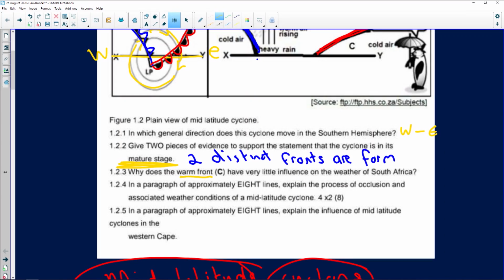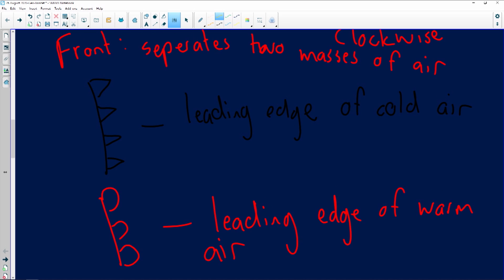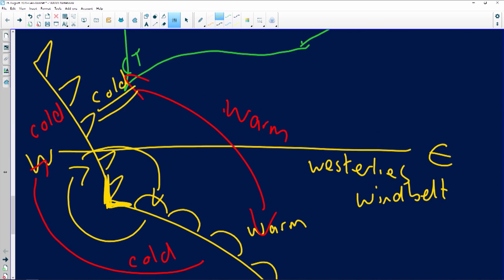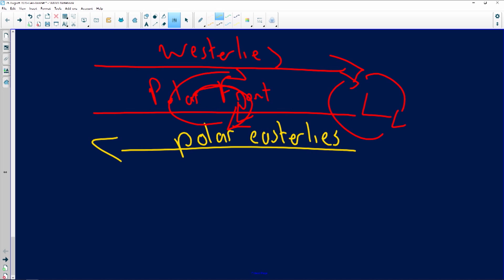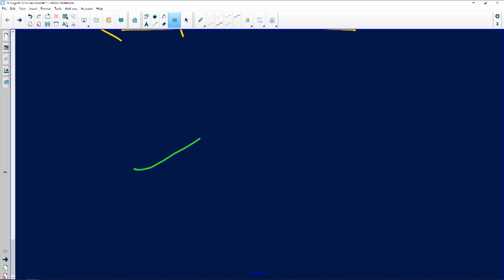So, the question states, in a paragraph of approximately 8 lines, explain the process of occlusion and associated weather conditions of a mid-latitude cyclone. Now, I'm going to draw it down on the bottom of the page. After the mature stage, we have the occluded stage. It's when the cold front caught up. I'm going to use the color green for the cold front. I'm still going to use the color red for the warm front. So eventually, the cold front has caught up with the warm front.